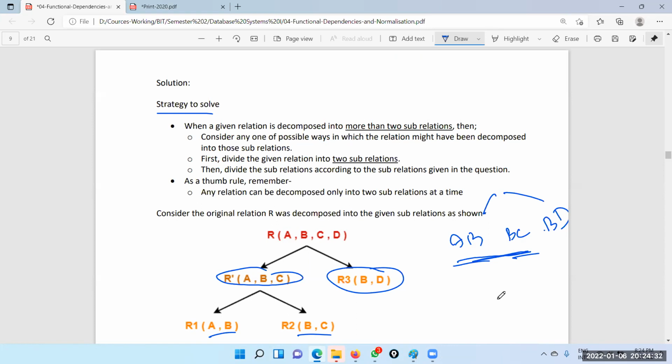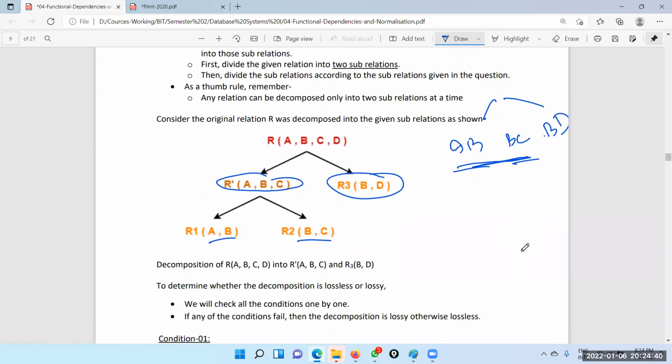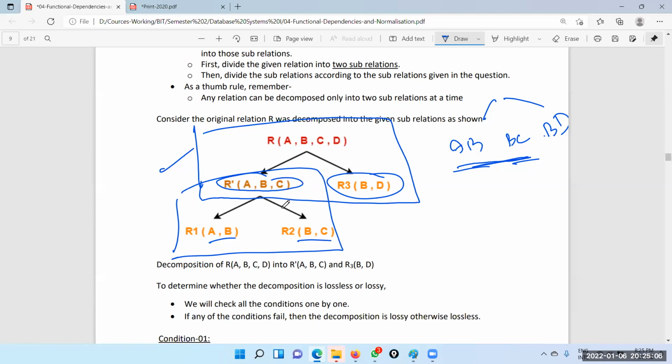Given that they have told you that AB, BC, and BD were the final results, now you have to check whether this is lossless separately. If you find that it is lossy, that is the end of it. You have to say it's lossy. But if you find that this is lossless, then you have to separately check whether the other is lossless. Then if both are lossless, then we say yes, your subdivision is lossless. Okay, that is the idea.